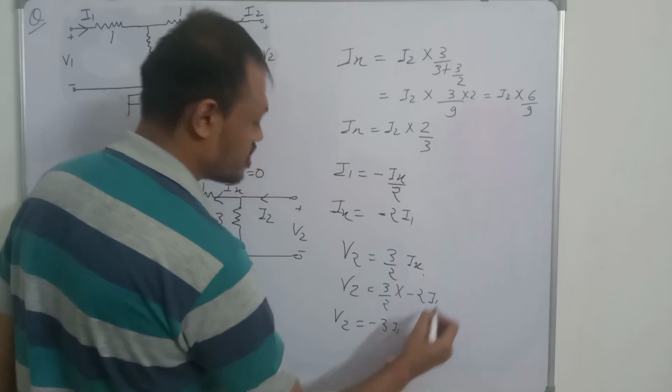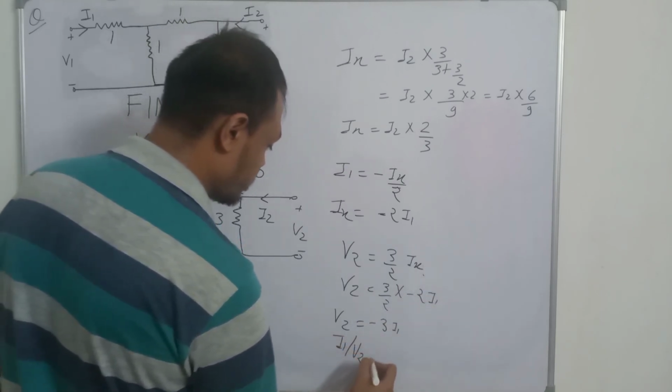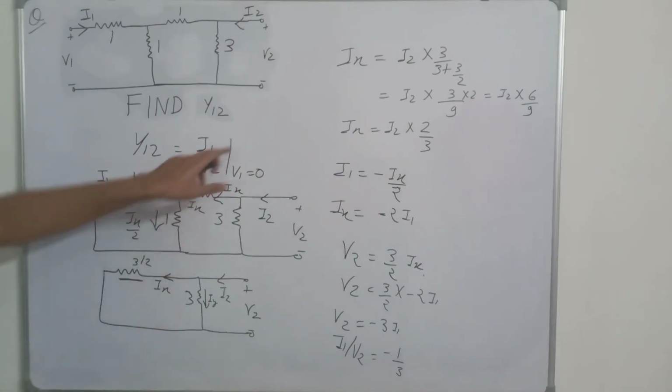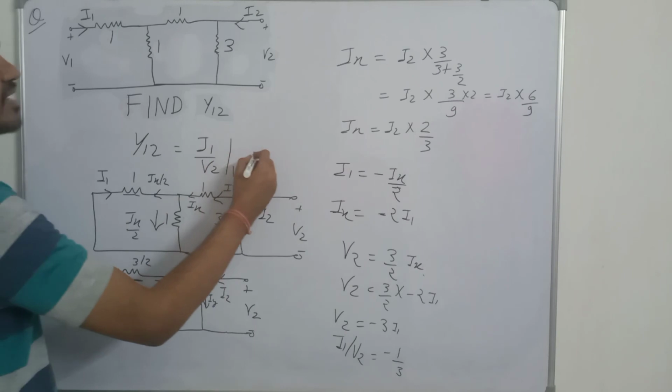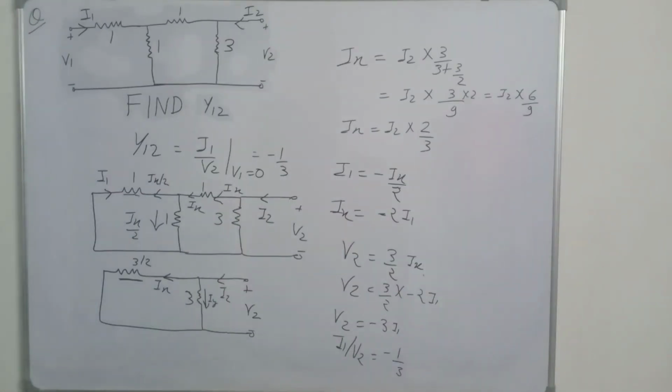So I1 upon V2 is equal to minus 1 by 3. So I1 upon V2, the Y12, is equal to minus of 1 by 3. So minus 1 by 3 is the correct answer for this question.